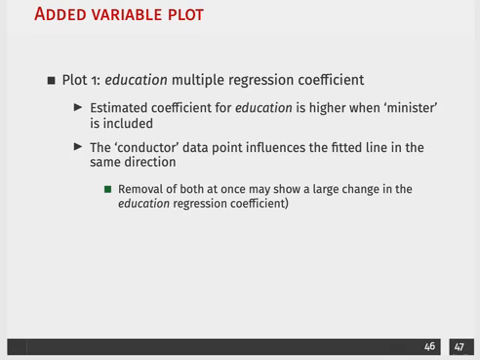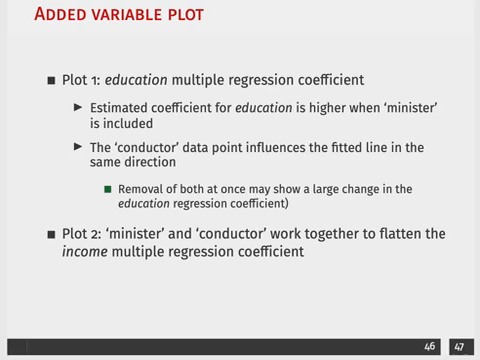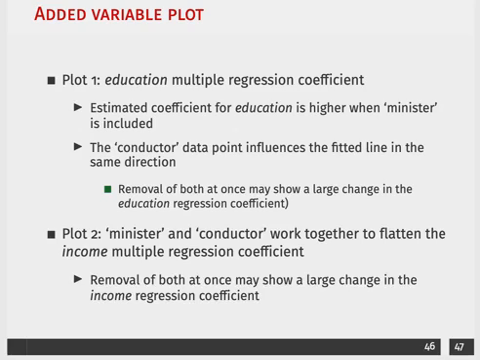So if we remove both of these observations at once, we may end up having a very large change in our estimate for education. Now with the second plot, we can see that minister and conductor work together to flatten the income multiple regression coefficient. If we remove both of those at once, it'll still show a large change, but again, it's going to flatten or decrease the slope of that line.